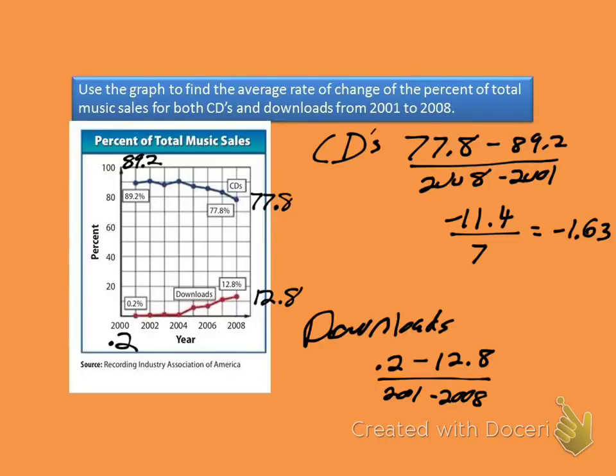So I did 0.2 first on downloads, which means in my denominator I need to put 0.2's year first, so 2001. Up here I did 77.8 first, so in the denominator I need to put the year it's associated with first, which is 2008. That's the only way. If you crisscross them, then you messed up. Figure that out. It's negative 12.6 divided by negative 7, which equals 1.8.